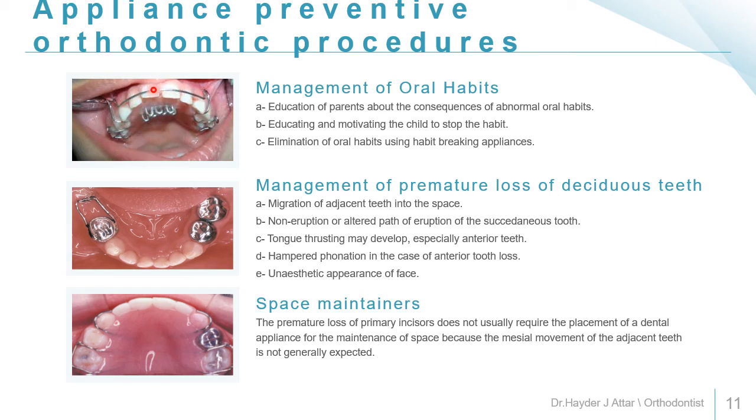breakers that eliminate the oral habit. The use of habit breakers should be undertaken after 6 years old or before the eruption of the anterior permanent teeth, and the education of the parent and motivation of the child should be done before 6 years old and continue after using the habit breakers.